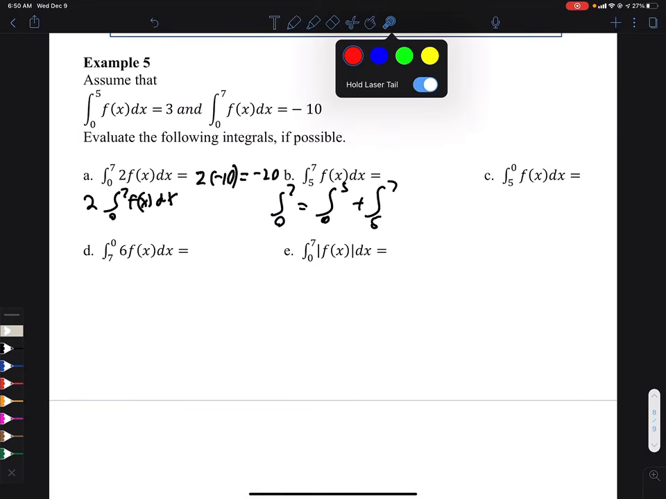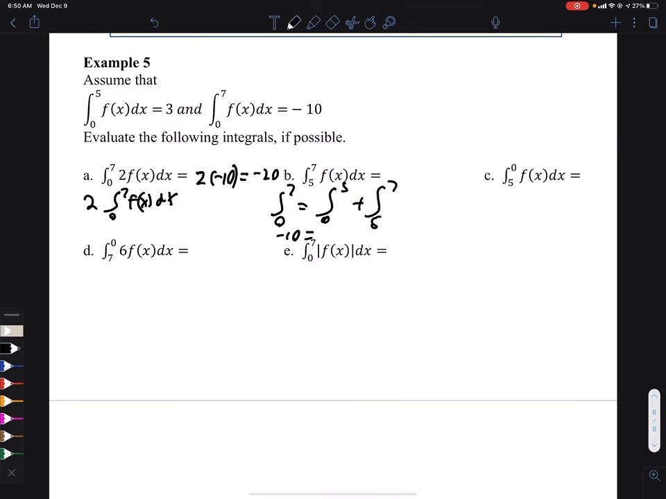Well, what do I know? Do I know 0 to 7? Yeah, I do. That's negative 10. Do I know 0 to 5? Yeah, I do. That's 3. And then I have 5 to 7. So the integral from 5 to 7 is going to be that minus that, because I have to subtract that. So it's going to be negative 13.